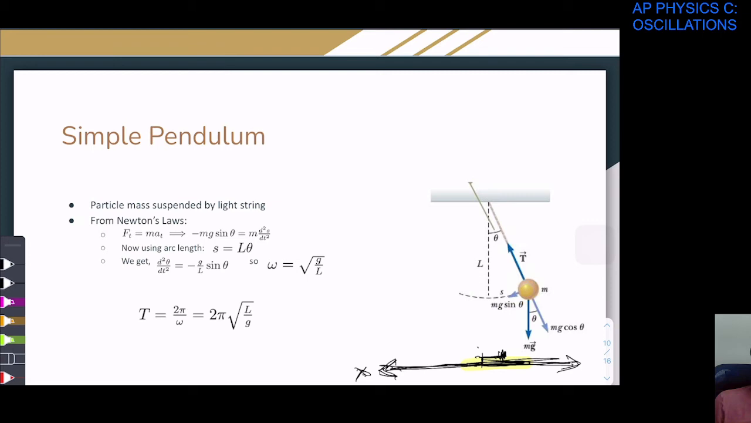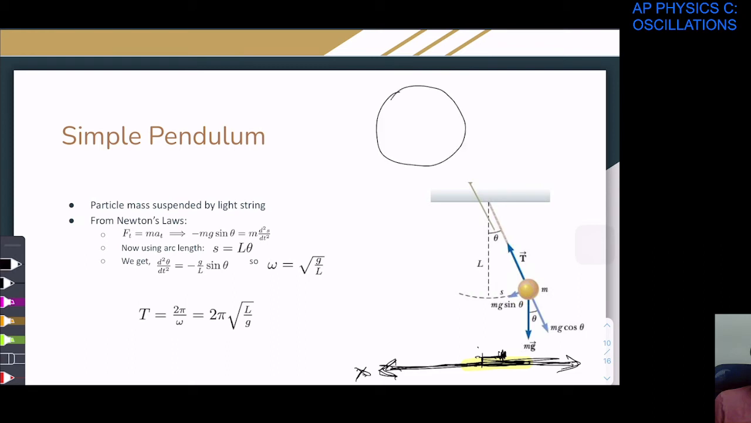And what we want to do instead is consider this here, and we're going to use the arc length formula: this S here, this little arc length on the perimeter, is equal to L times theta, where theta is in radians.